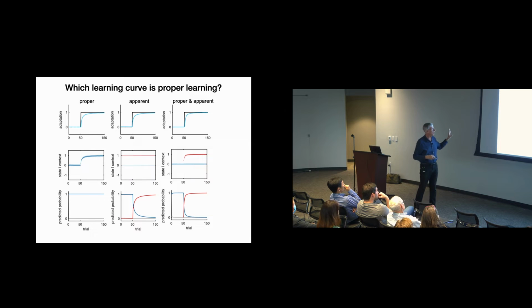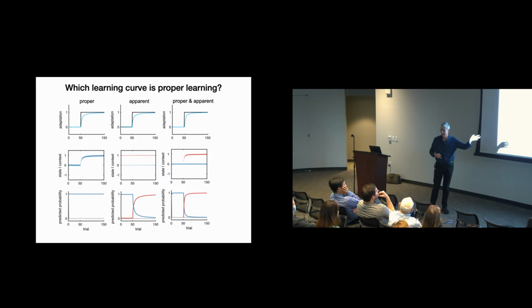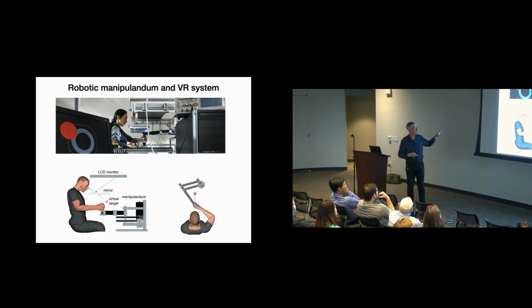So by looking at just pure behavior, it's really not possible to answer the question, are you doing proper, apparent, or proper and apparent learning? I think there are important distinctions. I'll give you some evidence from behavioral data that we think apparent learning is actually a big phenomenon in motor control. Any questions on that? Okay, we need to get to some data now.